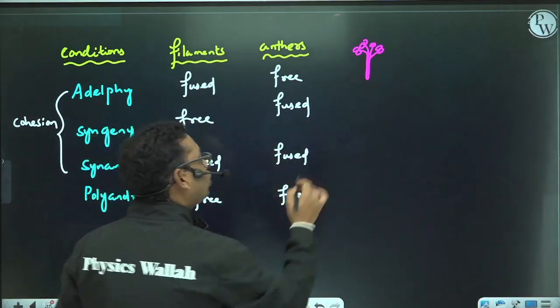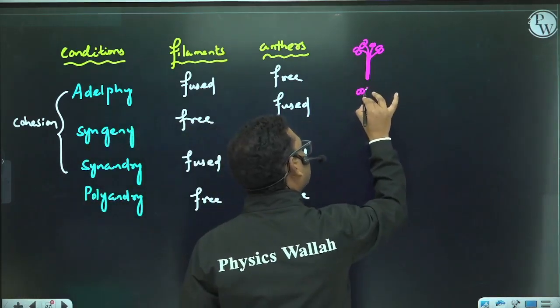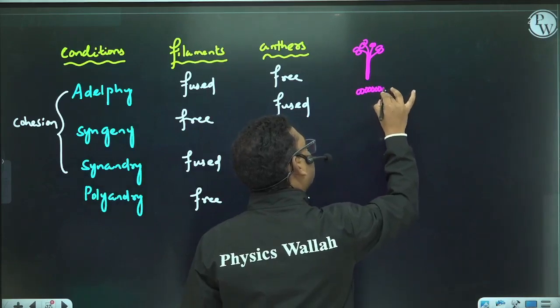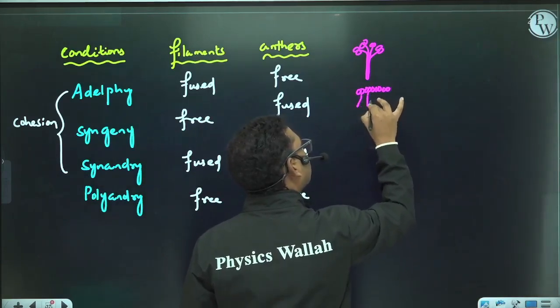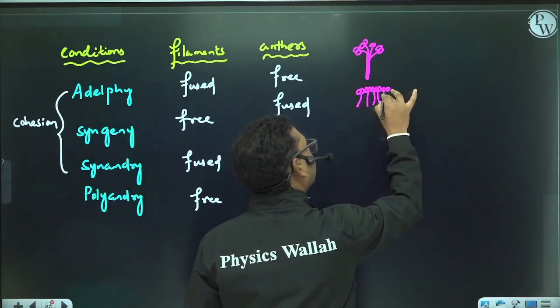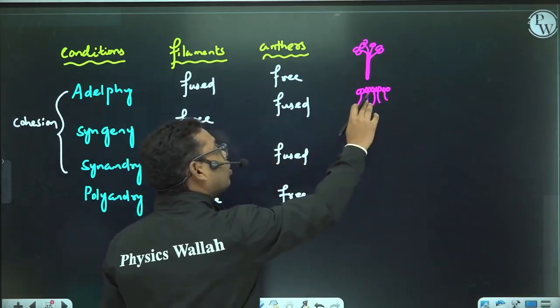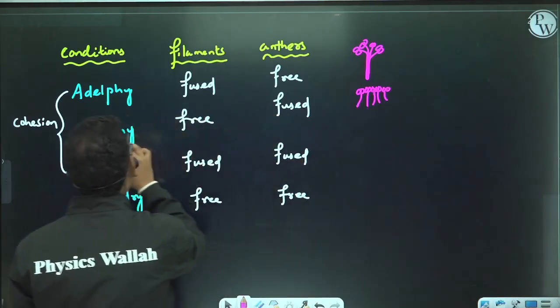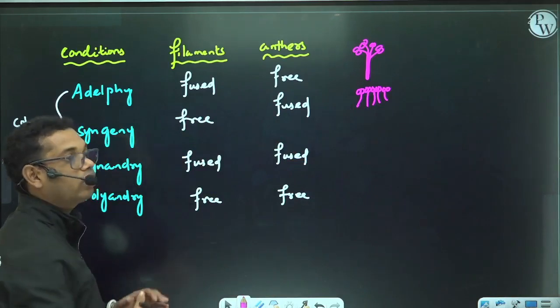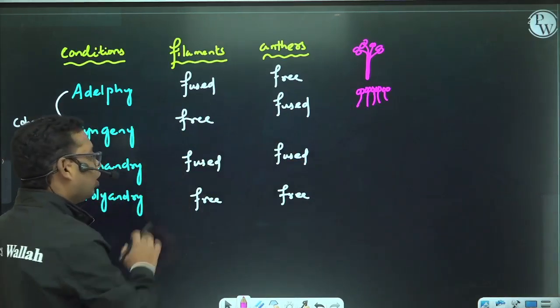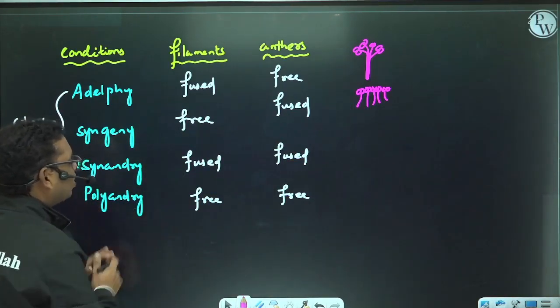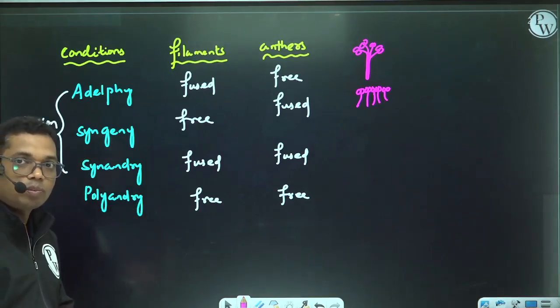What about syngeny? Suppose these are the anthers, and these are the filaments. You can see the filaments are free, but the anthers are fused, and this condition is called syngeny. And if both are fused, that will be called synandry condition. And if both are free, that will be called polyandrous condition.